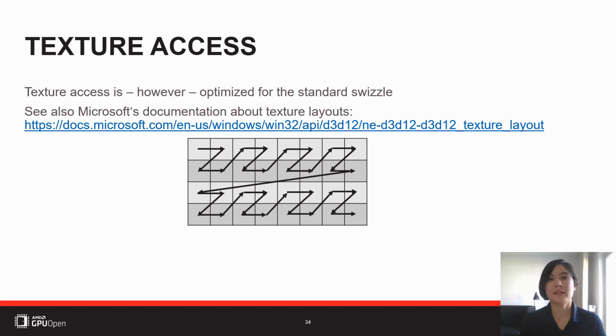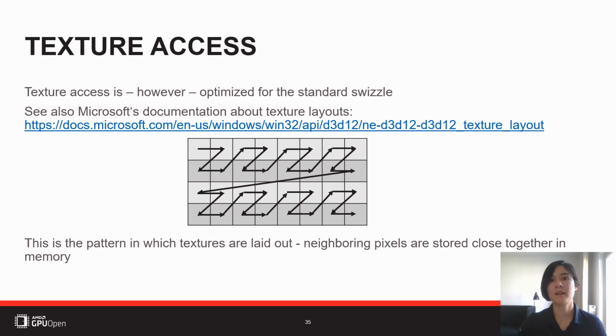The standard swizzle layout is a layout which is sorted in a quad pattern. If you look at 2 by 2 pixels, they are stored close together and so on. This is how the texture is usually laid out in memory, because this resembles a usual texture access pattern, which means that pixels which are close together are usually also read at the same time, so the probability is higher. So what we want is to load the texture as it's laid out in memory, and this is according to the standard swizzle.